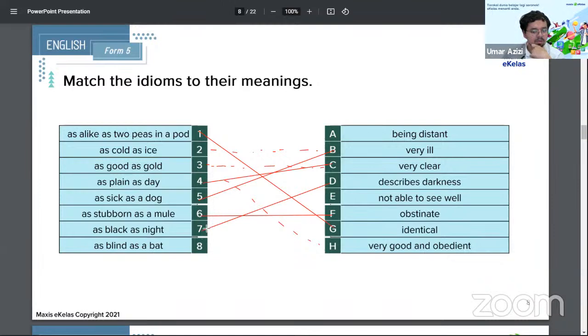Wrong. Okay, change. 5D. Rian says 5 is D. 5 is as sick as a dog. We'll find out in a bit. Number 8, as blind as a bat, is E, not being able to see very well.